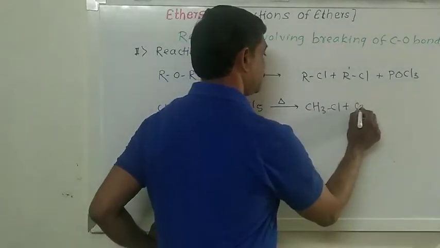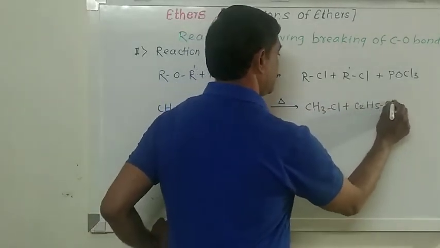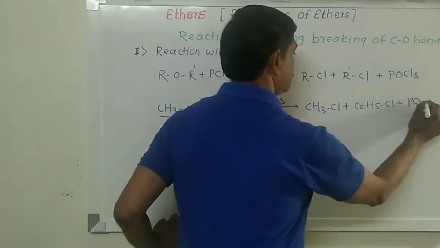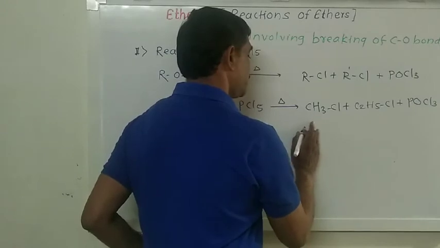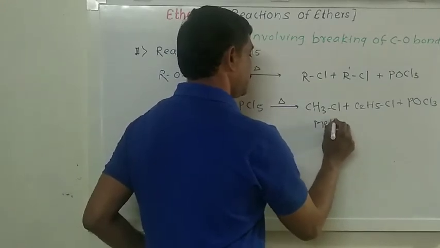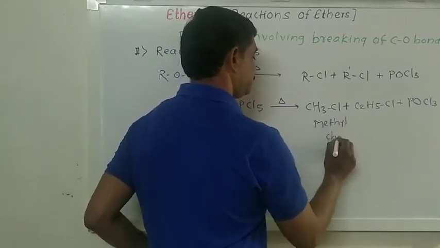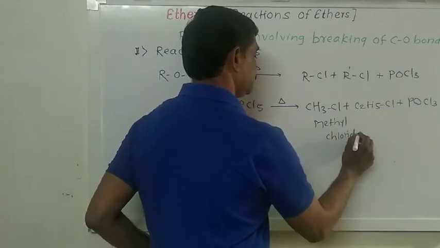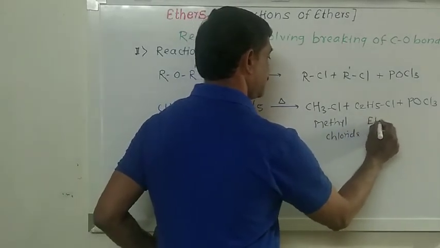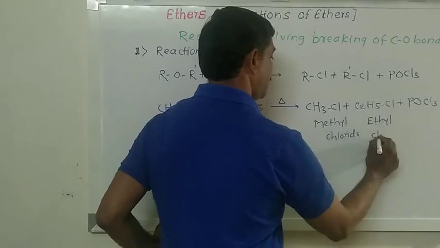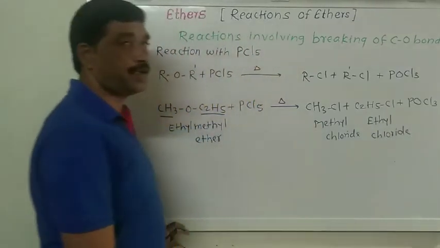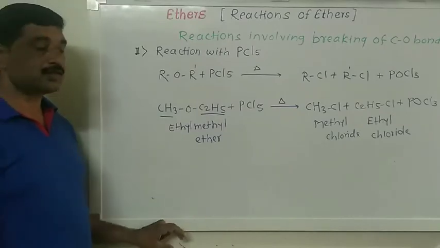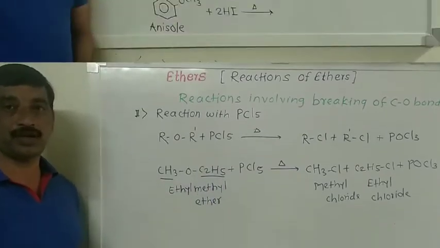methyl chloride plus ethyl chloride plus POCl3. So the first compound here is methyl chloride and the second one is ethyl chloride. This is the reaction of ethers with phosphorus pentachloride and the products formed.